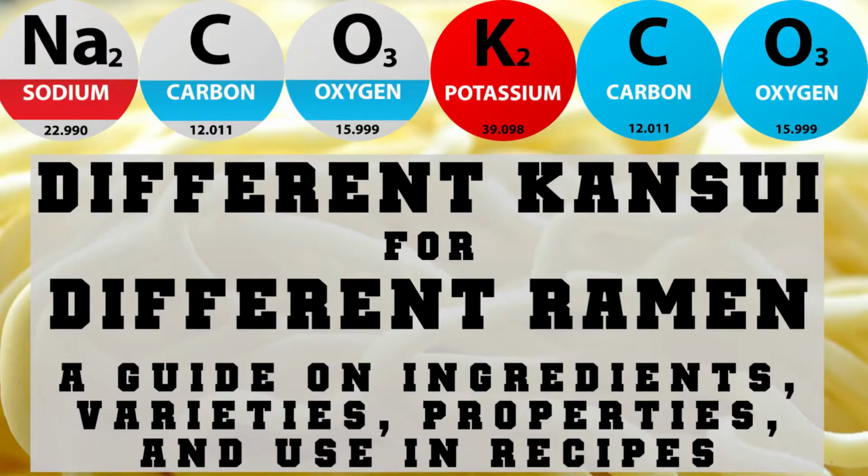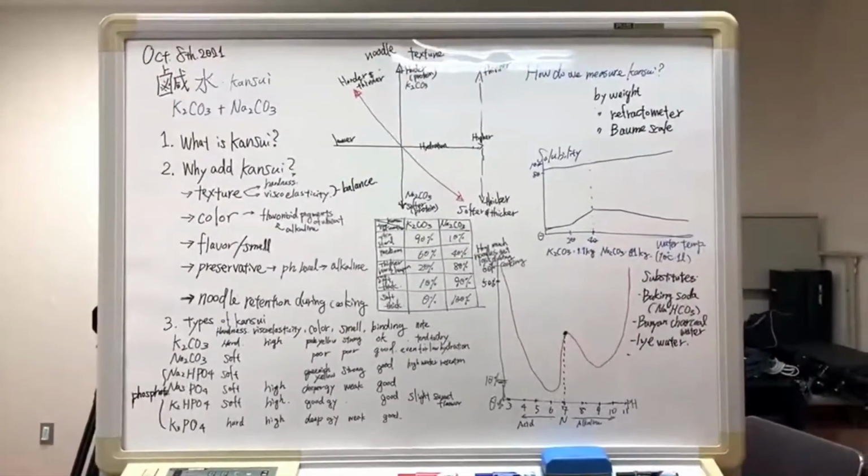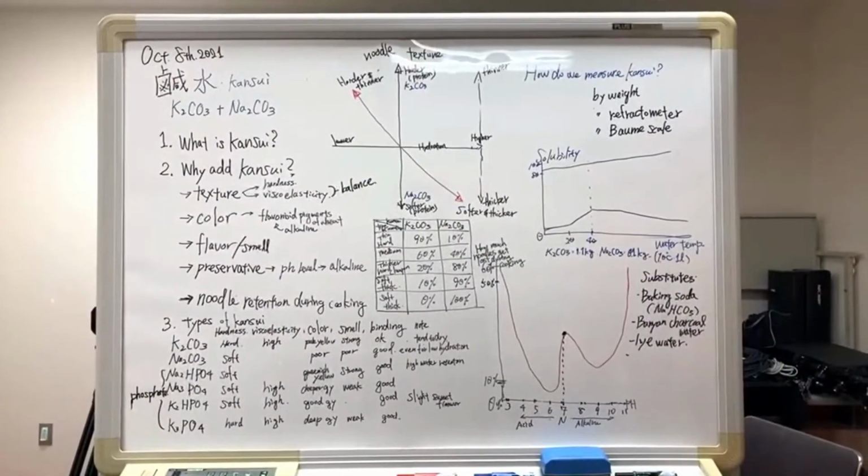I'm going to talk about what Kansui is, what types of Kansui are out there, and then how we can use it to have certain effects on noodle texture and other elements of noodles. So let's get started with the lecture first, and then maybe we're going to make some noodles using Kansui later.